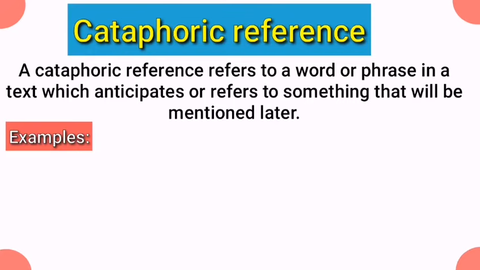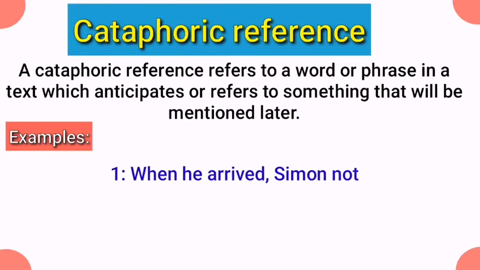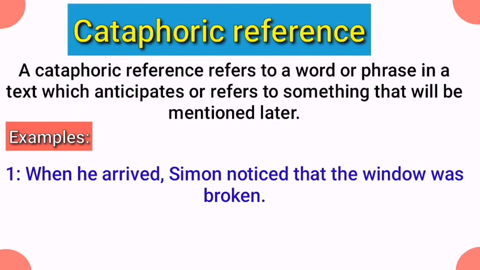Just look at these examples. When he arrived, Simon noticed that the window was broken. Observe this example. Here the pronoun, he, is used first, and if we want to know for whom it is standing then we have to look forward in order to get the idea. So, this pronoun stands for the noun, Simon. So you can see, a word is used first and then a person for whom this word is standing. So, this is called cataphoric reference.